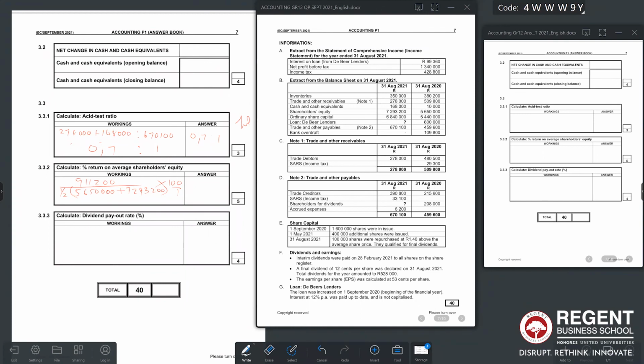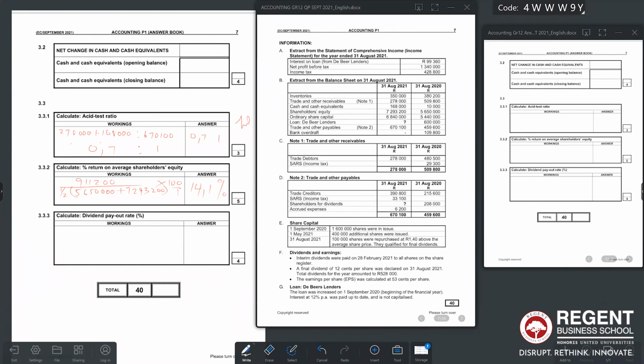Your figures are all on the question paper. The shareholders' equity is there in information B: beginning of the year plus end of the year, add the 2, divide by 2. And your answer, you got 14.1%. I see quite a number of you got the answer.